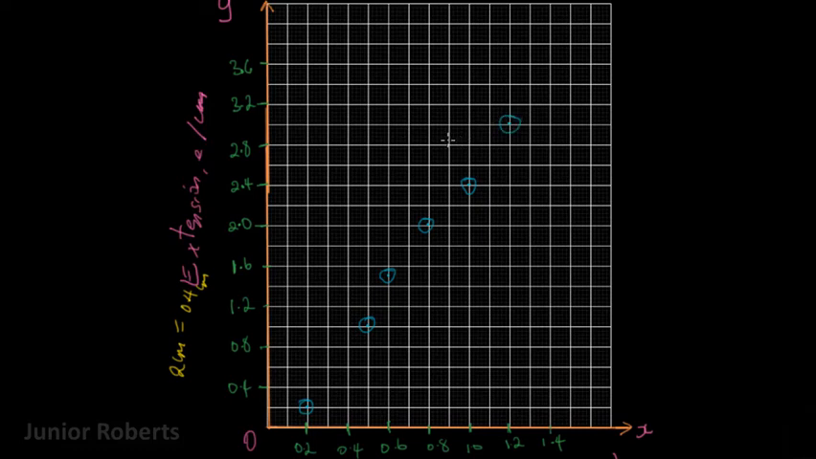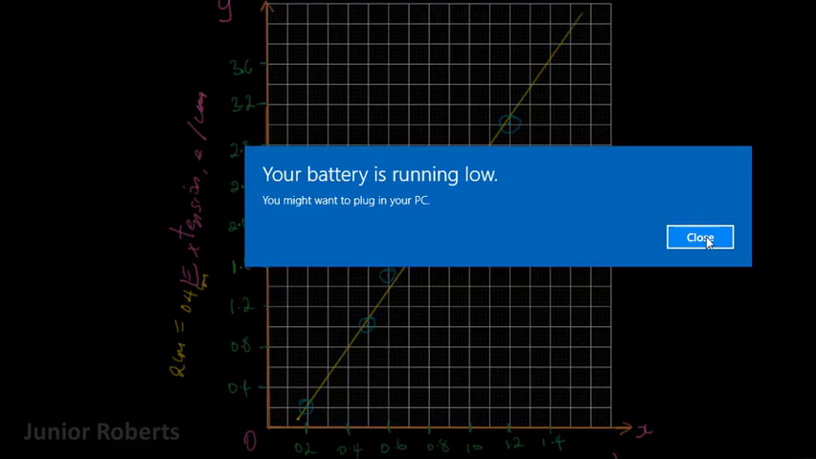Right, so now that I have all my points plotted, I'm going to draw my best fit straight line. I'll be using the ruler to assist with this. So this to me looks like the best fit straight line. Using the ruler, I'll go ahead and draw it, and that is my best fit straight line.